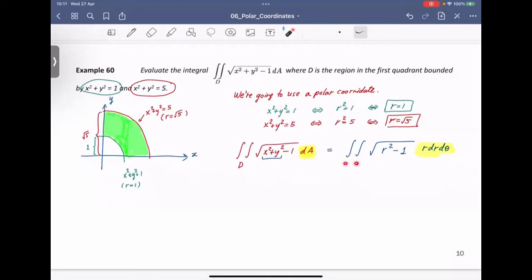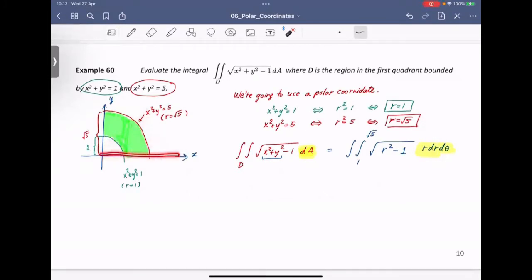Okay. And now let's look at the hardest part: the lower bound and upper bound here. So r is the inner integral. Clearly this question is not that hard, because r is going to start from this to this always. So it's going to be r equal to 1 to r equal to square root 5. That is 1. That is square root 5. And then what about theta? Theta is the angle that you have to integrate with respect to, which is going to be 0 to pi over 2.